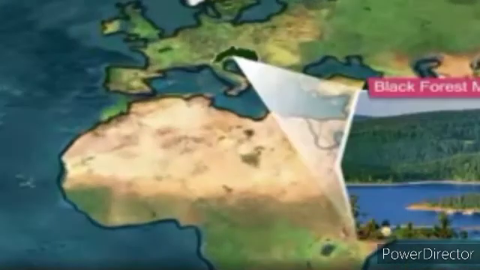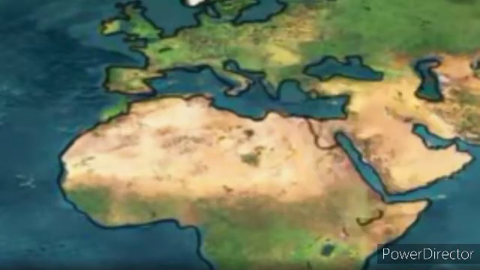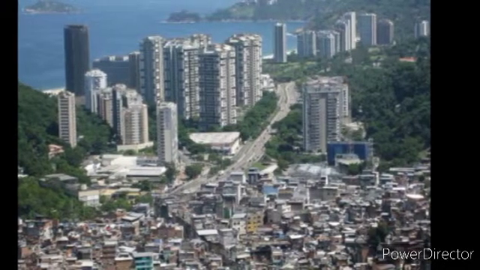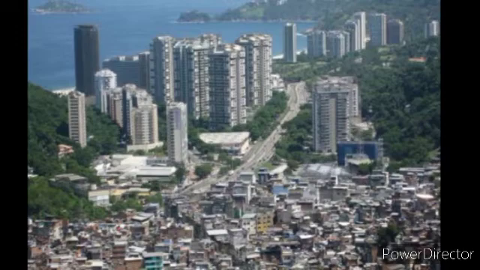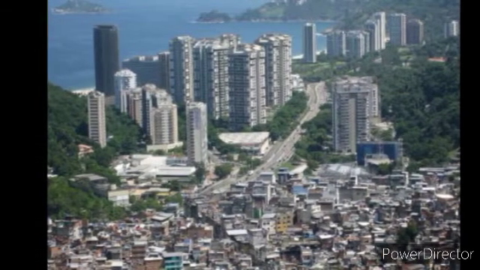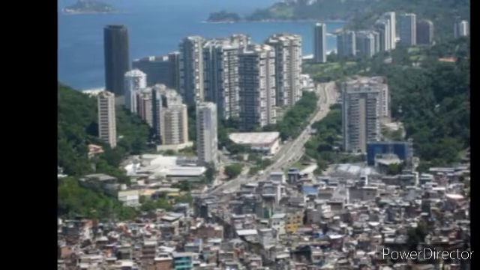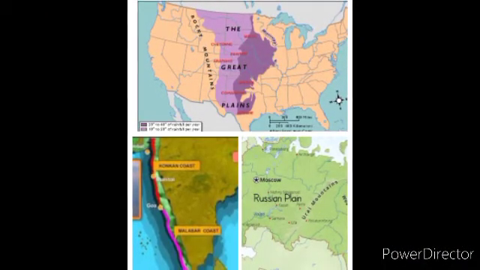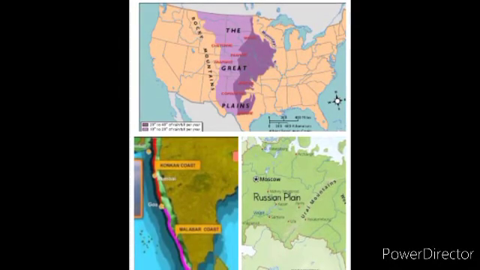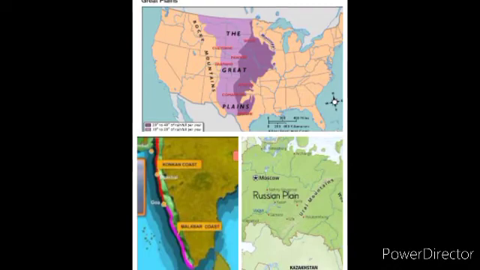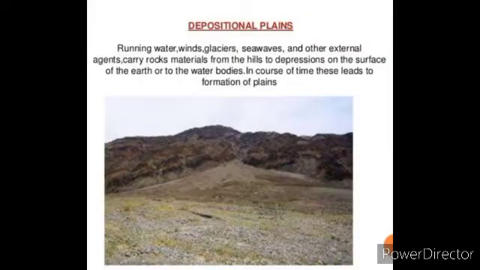These types of plains are located on the borders of almost all the major continents. These types of plains are more stable and perfect for human settlements. The examples of structural plains are the Russian plains, the Great Plains of USA, the Malabar coastal plains of India, and many more. What are depositional plains?